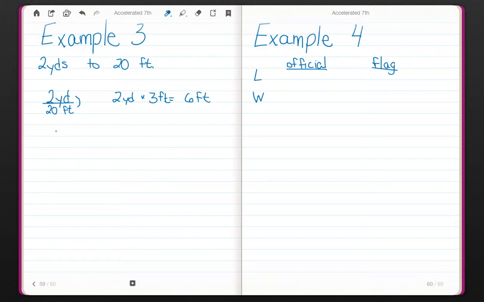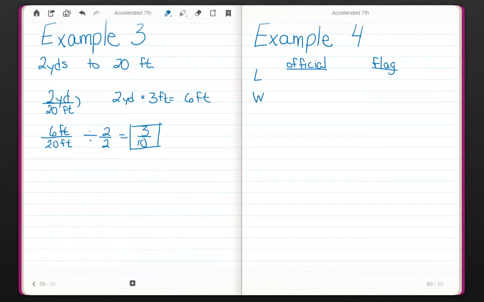So I'm going to rewrite my ratio. 6 feet to 20 feet. But just like a fraction, I want that in simplest form. So I'm going to divide by the greatest common factor and my answer is 3 to 10, or 3 feet to 10 feet.